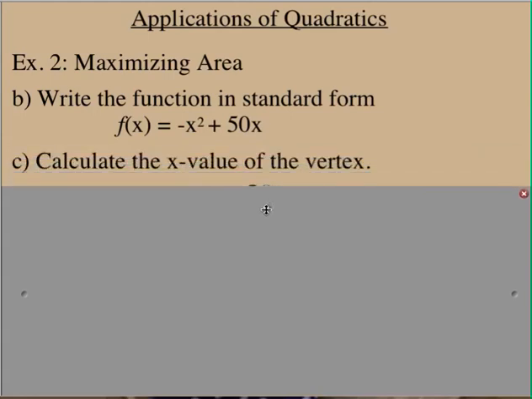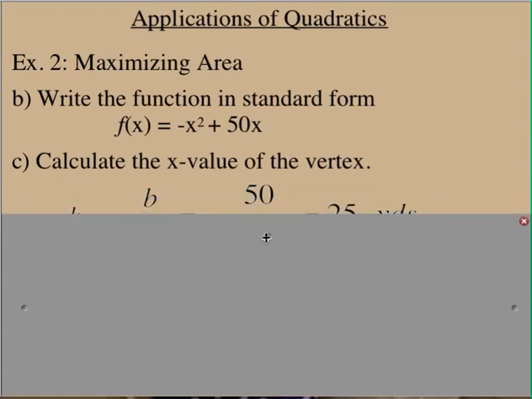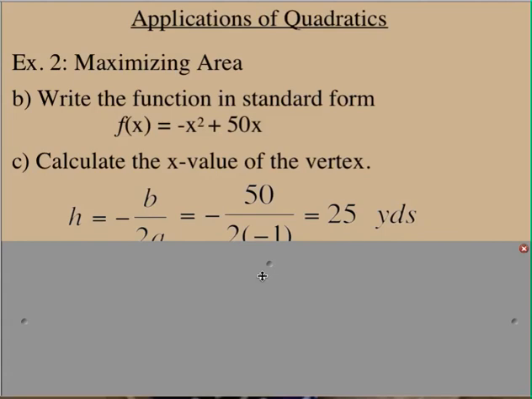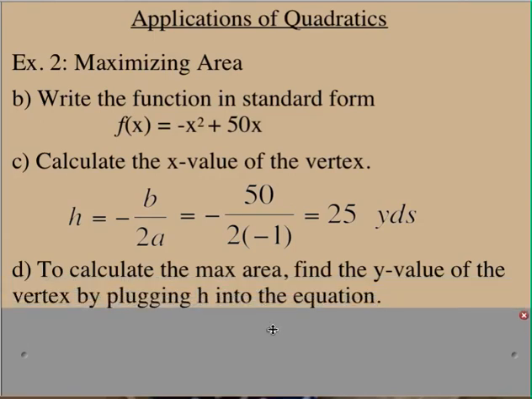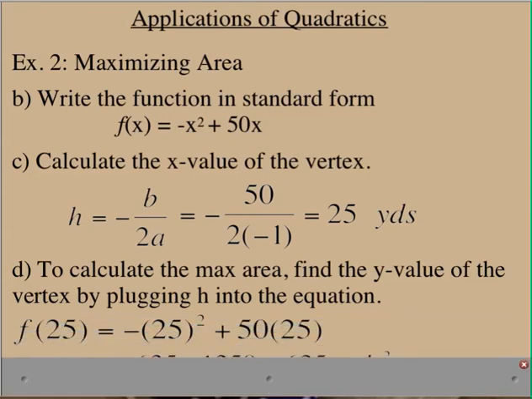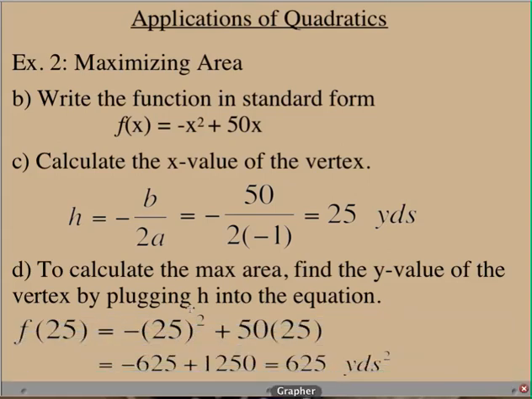Then it says to calculate the x value of the vertex. Well, use the formula h equals the opposite of b over 2a. So in this case I have the opposite of 50, 50 is my b value, over 2 times a, which is negative 1, and I get 25 yards. And then in D, it says to calculate the maximum area, so find the y value of the vertex by plugging h into the equation. Here's my x value of the vertex that is going to give me the maximum area. So when I plug 25 in, I get 625 square yards.